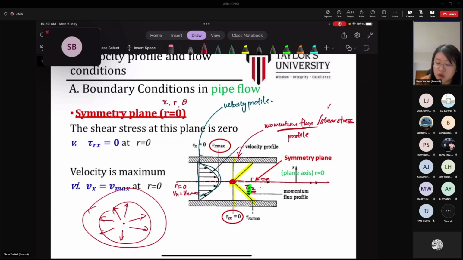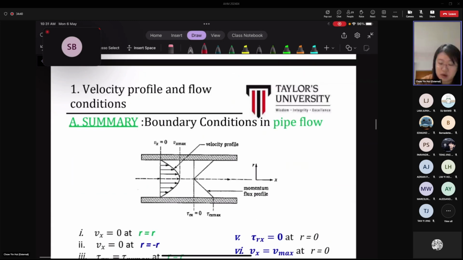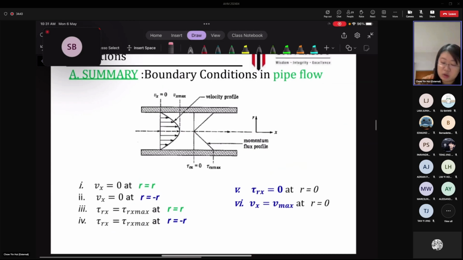So your shear stress, or we say the momentum flux, here at the center of the pipe would be equal to 0 because of negligible viscous effect. So this is for the shear stress at r equals 0. Now, how about at the pipe wall? You can look at here. At the boundary r equals positive R, which is here, and negative R here, which is this point.